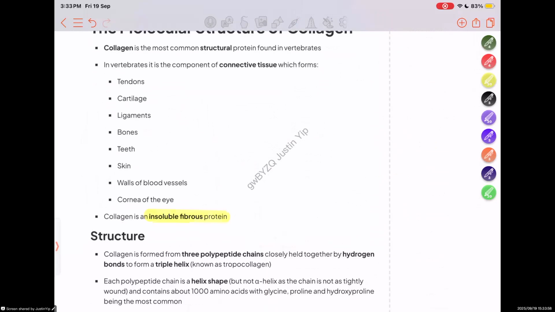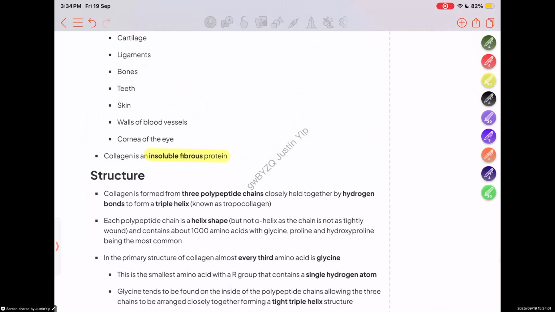Their structure is formed by 3 polypeptide chains held together by hydrogen bonds to form something called a triple helix, or what we know as tropocollagen. So collagen is actually formed from 3 polypeptide chains, and each is a helix shape.